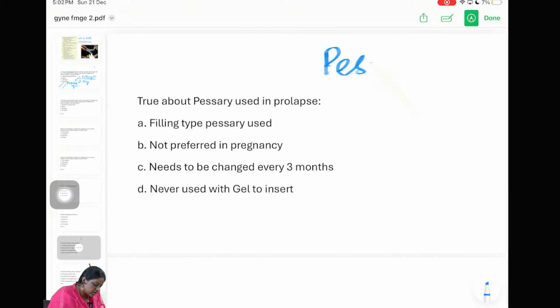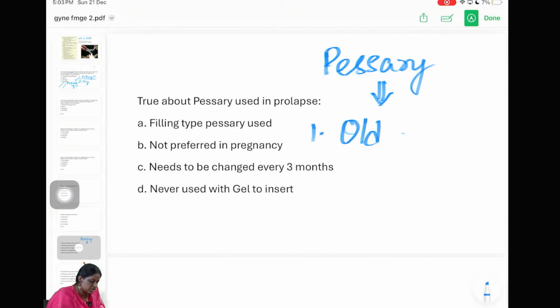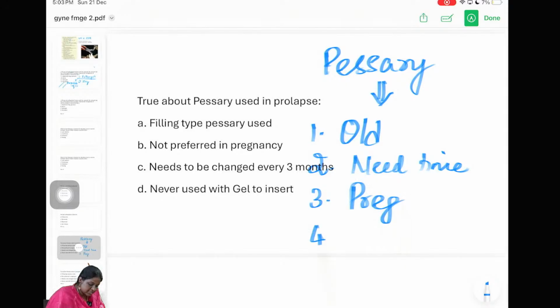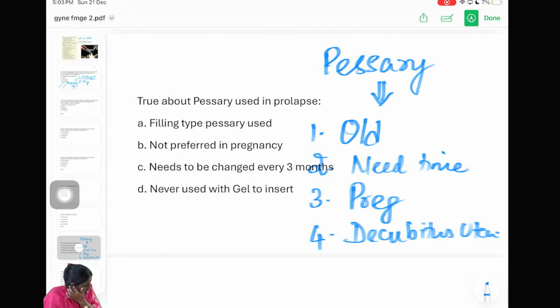Pessary is a conservative management. When do you do conservative management? First, when the patient is very old and cannot be posted for surgery. Second, the patient needs time to prepare for surgery. Third, if the patient is pregnant. Or fourth, sometimes the patient might have a decubitus ulcer which needs to heal. Until then, you need to do something for the prolapse to be reduced. So these are the conditions where you use a pessary. Now, what is true about pessary? What is the answer for this question?